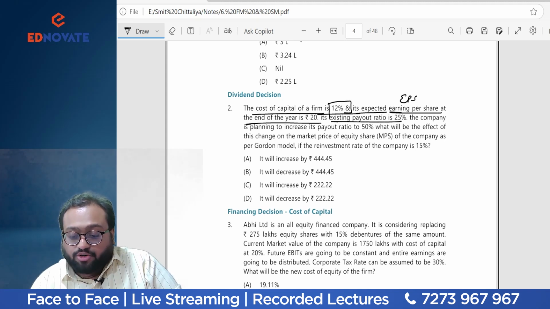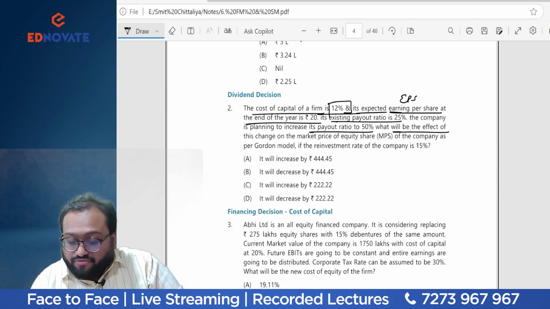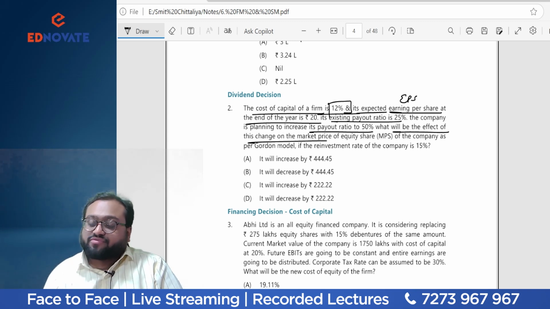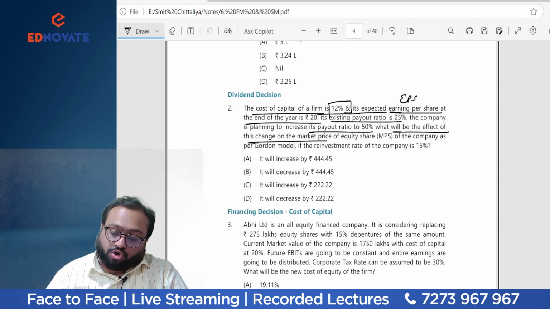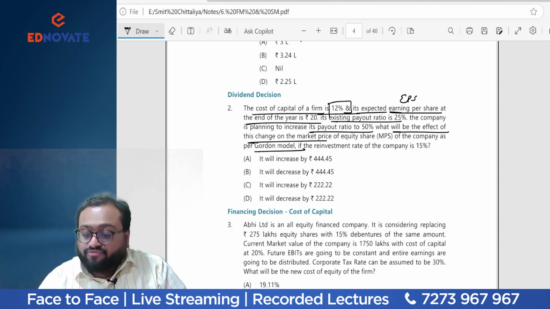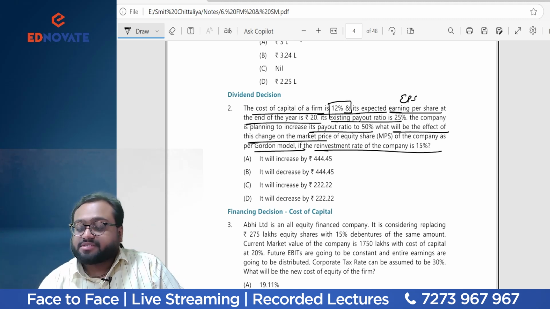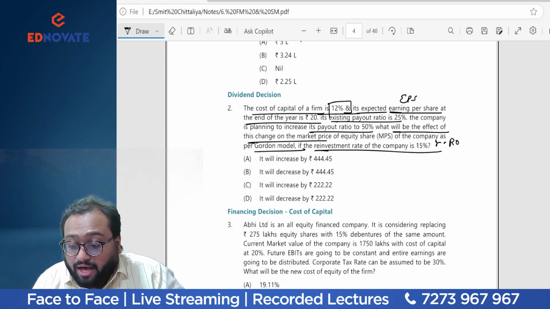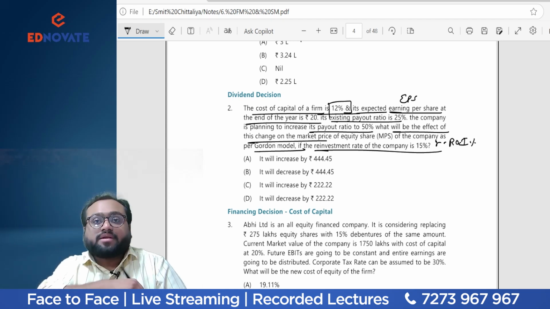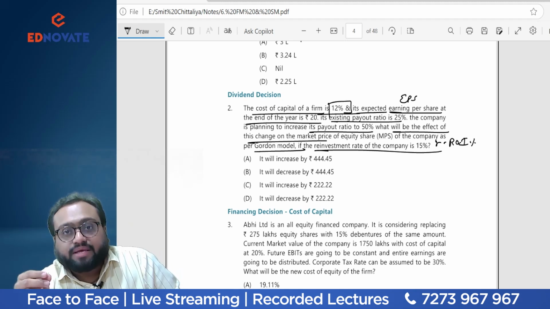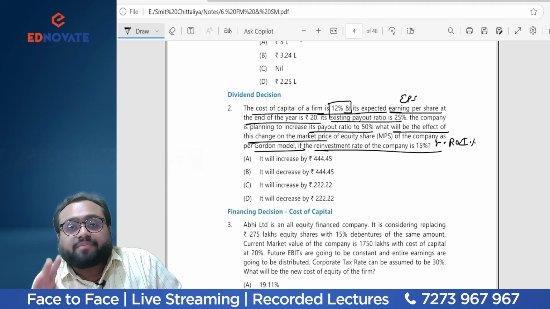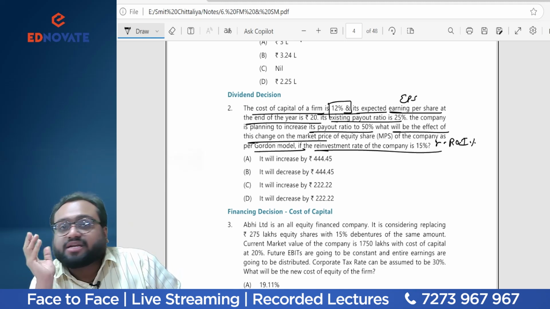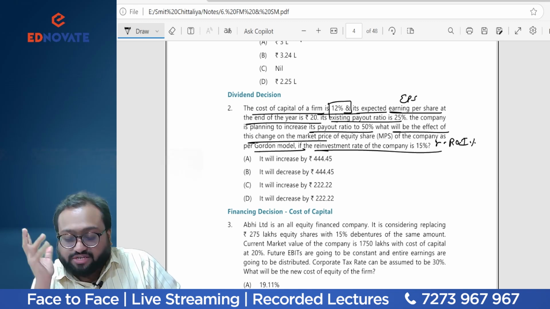And the company is planning to increase its payout ratio to 50%. What will be the effect of the change on the market price of the equity share of the company as per Gordon's model, if the reinvestment rate of the company is 15%? Now reinvestment rate is nothing but your R, that is ROI percentage, return on investment. That means if the company is investing the money in the business, it is getting a minimum 15% return on the funds invested.